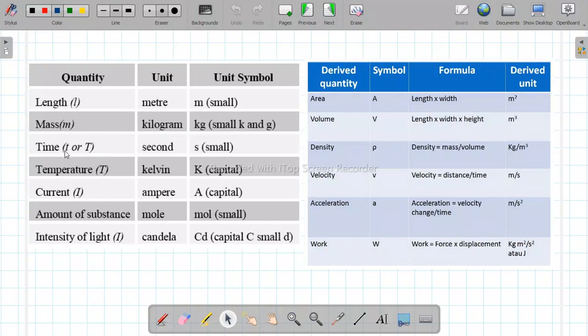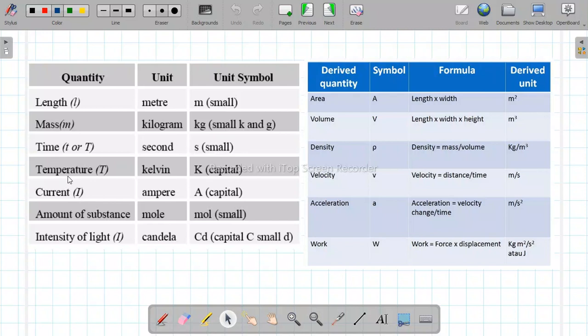Then we have time represented with small t usually, but when we talk specifically about time period, it can be represented with capital T as well. It is measured in seconds. See, when we say time is measured in second, that does not mean that we are denying that minute or hour or day are not the units of time. No, they are still the units of time. But if you talk about the standard unit of time, then the second is the standard unit of time, right? And the symbol we use to represent the second is this small s.